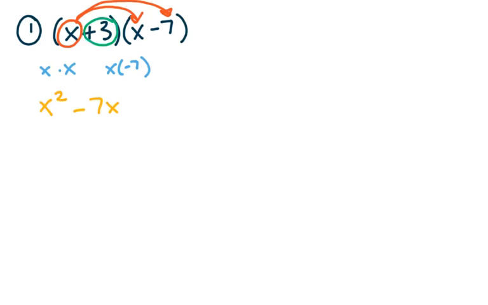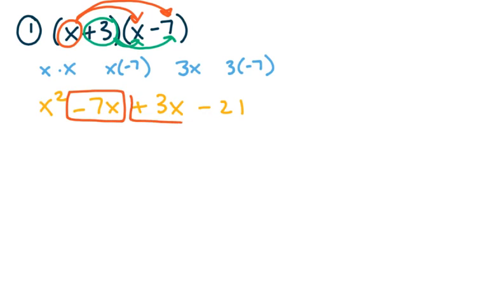Next, I can distribute my 3 to the x for a product of 3x, and then finally distribute the 3 to the minus 7 for a product of 3 times a negative 7, which is minus 21. To finish this up, I'm going to look to combine my like terms. And so my final answer is x squared minus 4x minus 21.